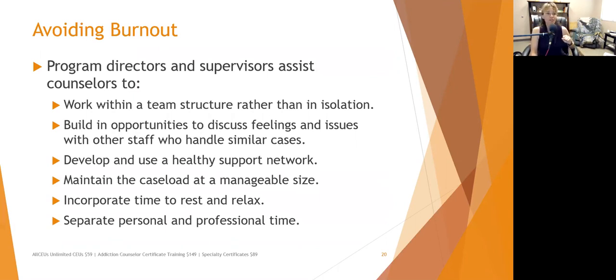Incorporate time to rest and relax. Encourage staff to actually take their breaks. At lunchtime, don't sit at the computer and work on their notes while they're scarfing down their lunch. Encourage them. I actually had 2 employees over the years who refused to use any of their vacation time. And at the end of the year, every year, I'm like, you've got to use it or lose it, because you can only carry over 200 hours. And they would begrudgingly use some of their time, but they would end up giving back leave time to the agency because they just wouldn't take time out. And separate personal and professional time. Like I said, you have to have some time where you're just a human.